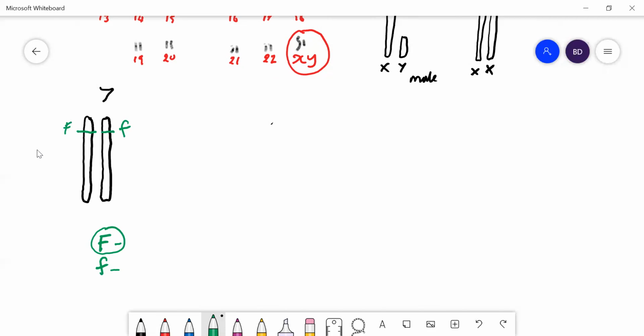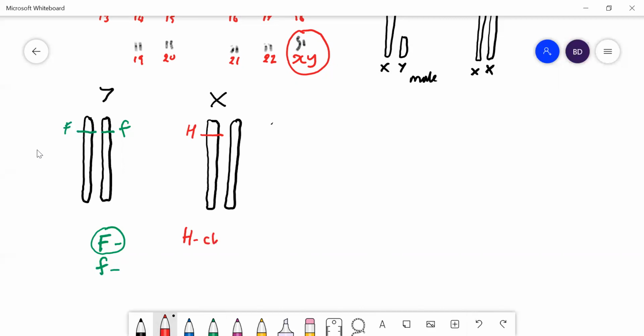Let's think about if we had a mutated gene on the X chromosome. Now, the X chromosome, let's say we had a female who has a gene H, which I'm going to write down there, a locus H, and this codes for clotting factor 9. Clotting factor 9, that is needed.